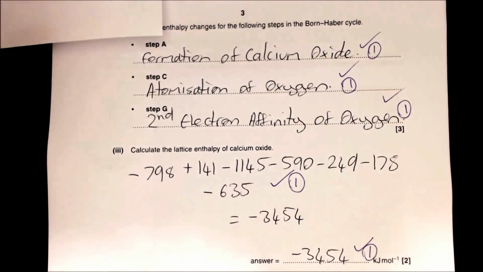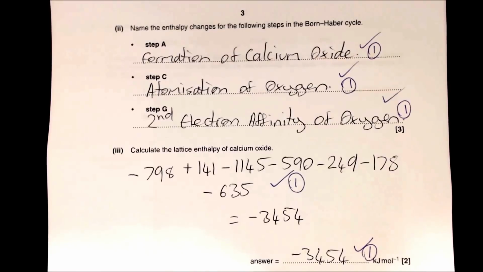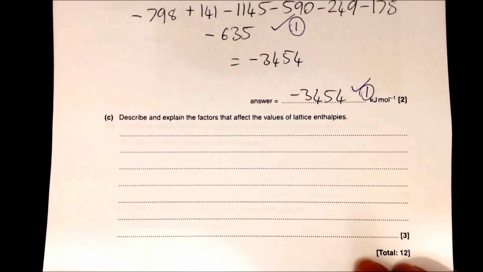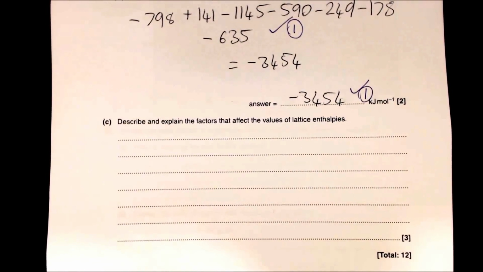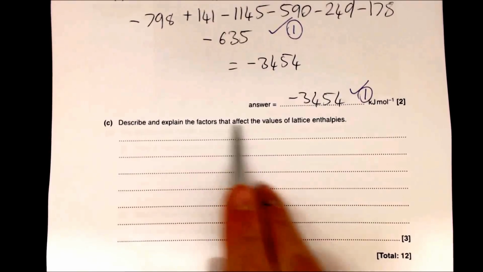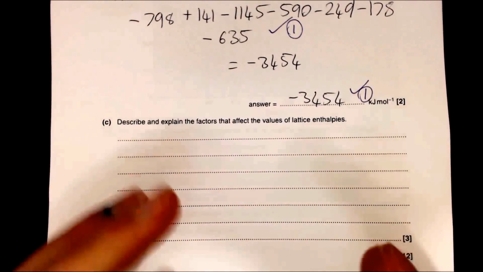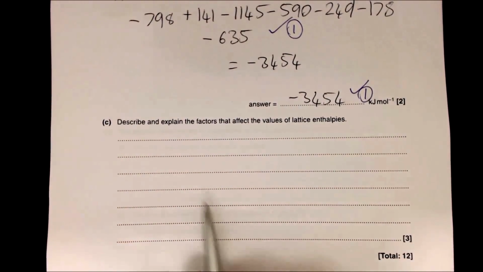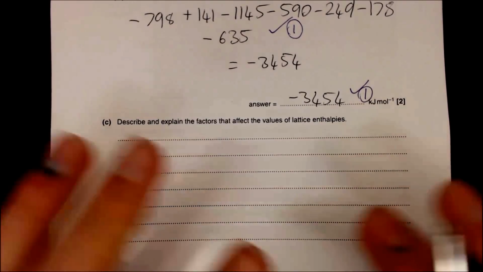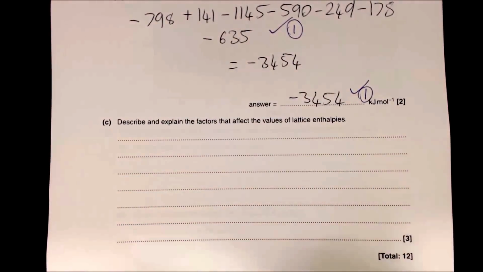Okay, right, and the last part of this question, it's quite a big question. So it's part C. It says describe and explain the factors that affect the values of lattice enthalpies. Right. So we need to talk about the size of the ions here. So effectively we've got the size of the ion, and then we've got the charge of the ion. Because remember, it's ions that are effectively attracted to each other, and that actually makes sure the whole lattice structure is held together.